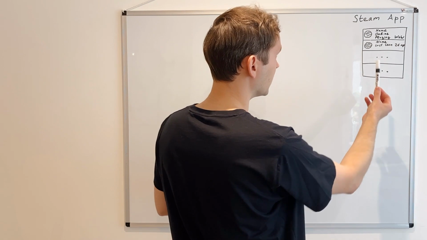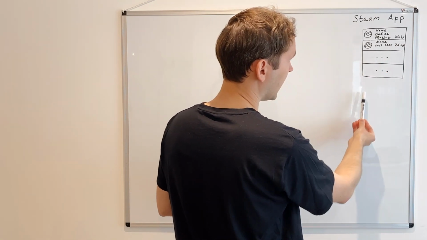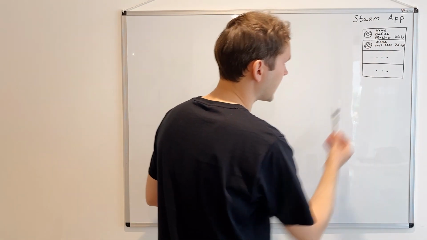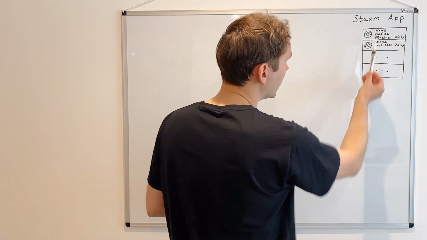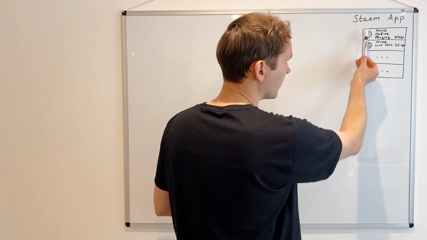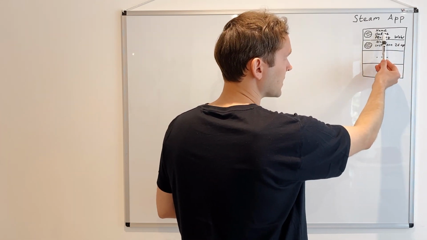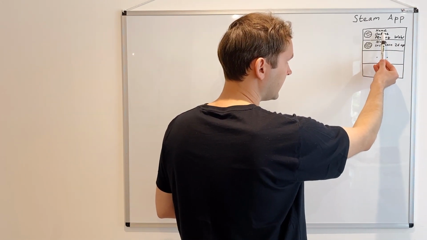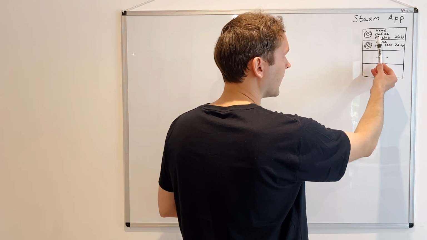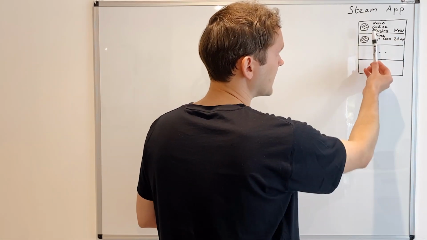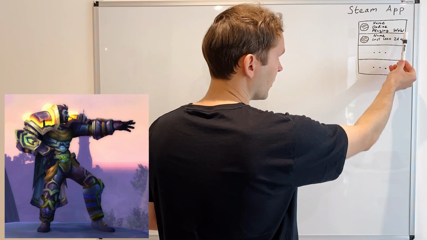So in our app we will have only one screen, basically a list of friends, and for each friend we would need to show an avatar, just a small image, a name of your friend, if your friend is online or offline, and what game he or she is playing. So basically here we are showing playing World of Warcraft.